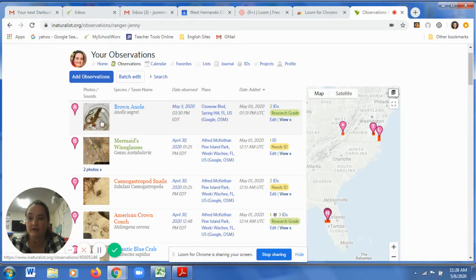Like here at school yesterday, my girls caught this little brown anole. I was able to upload this little picture, and then I was able to choose what it was. Someone else actually told me it was a brown anole. I only said it was some type of anole. Somebody else took a look at this, who knows them much better than I do, ID'd it, and now it's labeled as research grade. So we're actually helping crowdsource information for people that are researching fungus or plants or animals. It's a neat way to help people that are doing that kind of research.